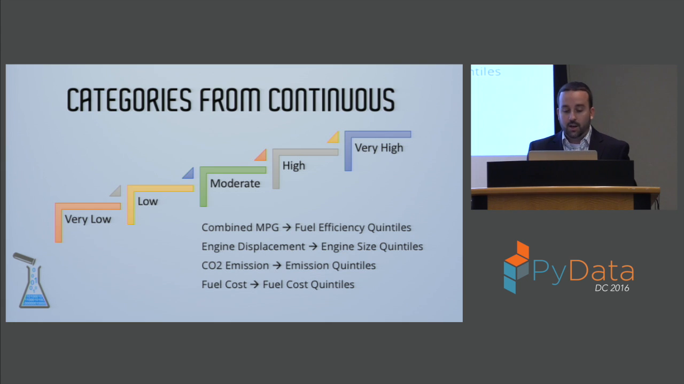And so here I've identified 4 fields in our data that we could do this with, and I've created quintiles for each one.